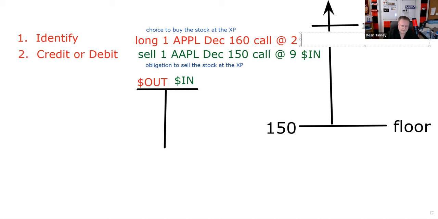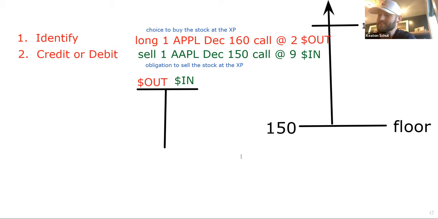Whether we do that with a T or just on our scratch paper, and by the way, we have to have our scratch paper handy, because in test phraseology they're not going to have it in a nice format like this. They'll say your customer sells one Apple December 150 call at 9, and goes long one Apple December 160 call at 2, when Apple is at 150.